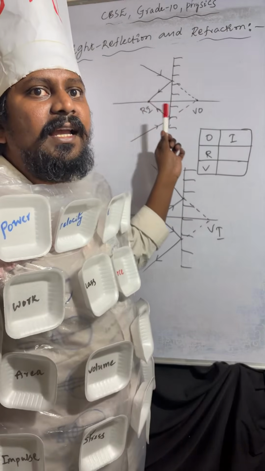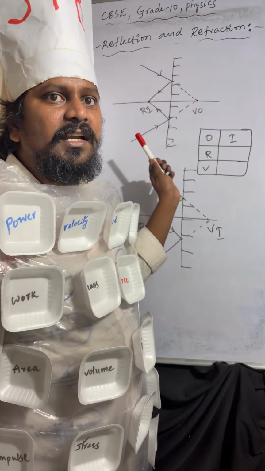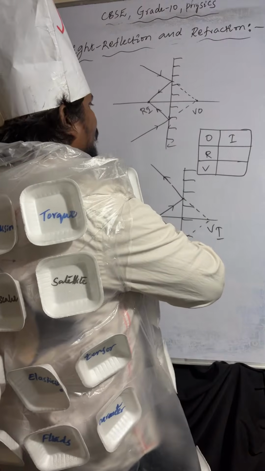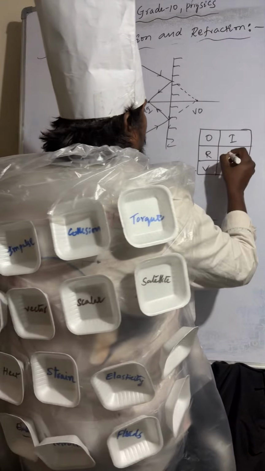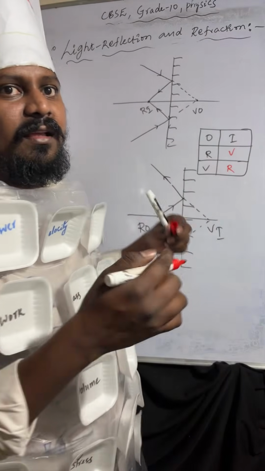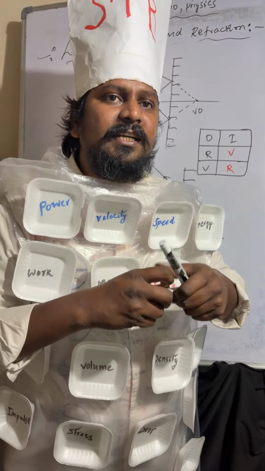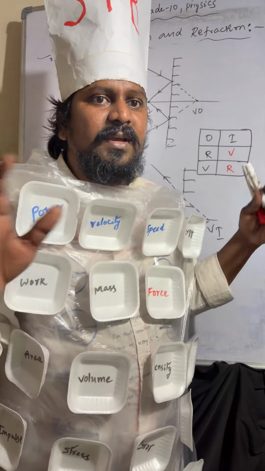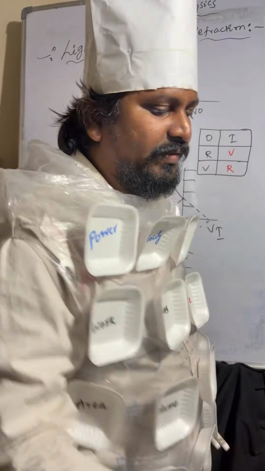If the object is real, image is virtual. If the object is virtual, image is real. That's enough. So now you can see, object is real, image is virtual. Object is virtual, image is real. Vice versa. Understood? I hope it is very clear.